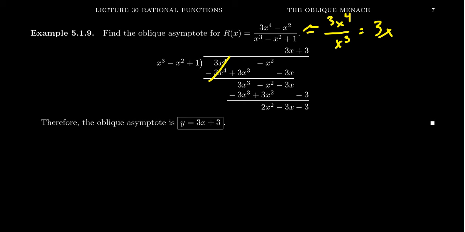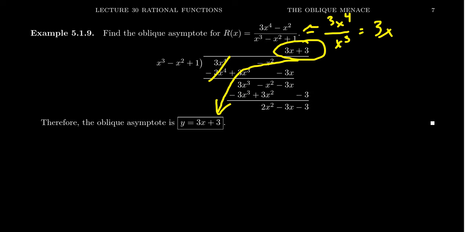This process then repeats itself. We then do it again. So then we have to ask ourselves, how many times does x cubed divide into 3x cubed? That'll happen 3 times, and then we go through the division, we get all this. But one thing I want to mention to you is that when you're looking for an oblique asymptote, the oblique asymptote will be the quotient. You don't actually need the remainder.